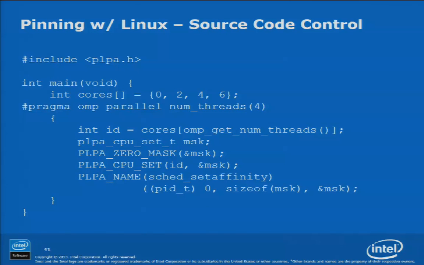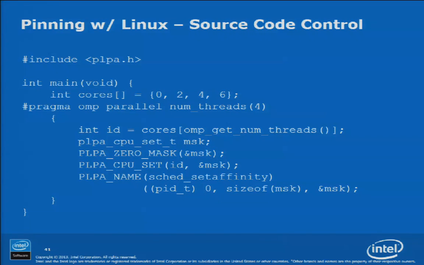Okay, you can also do that from inside your application. This is just to show you how to do that in C code. So this now explicitly pins OpenMP threads to a single core, right?